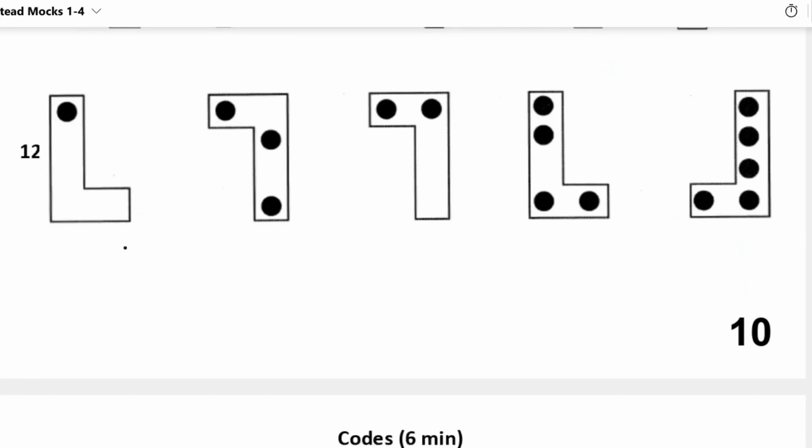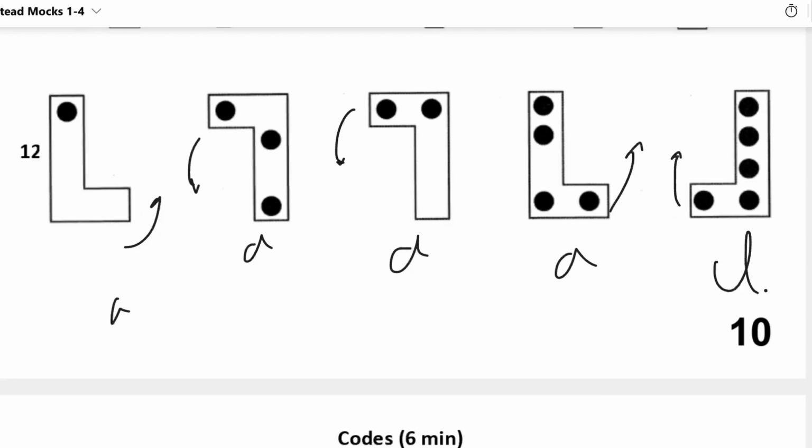For this one, I'm going to denote the direction in which these little extended bits of the L shape go. I can see that this one is going anti-clockwise, this one is going anti-clockwise, anti-clockwise, anti-clockwise, this one is going clockwise. Therefore, if we call this E, E is the answer.